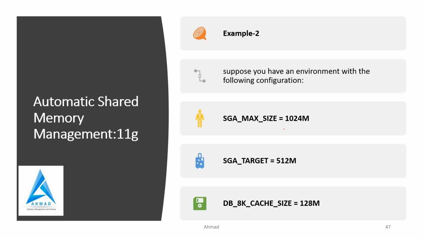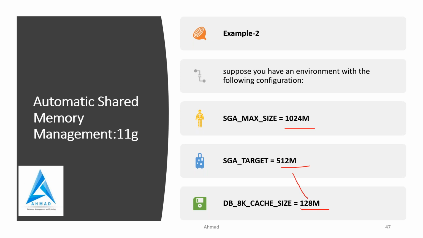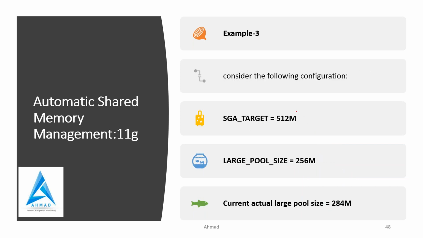Yeah, this is the example. So here SGA max size is 1024, SGA target is 152, and DB cache size is 128. So what will happen? In that case, this value will be subtracted and the remaining value will be distributed whenever it is needed. And same thing, if you set SGA target to this and large pool to this, then the remaining value will be the subtraction of this.